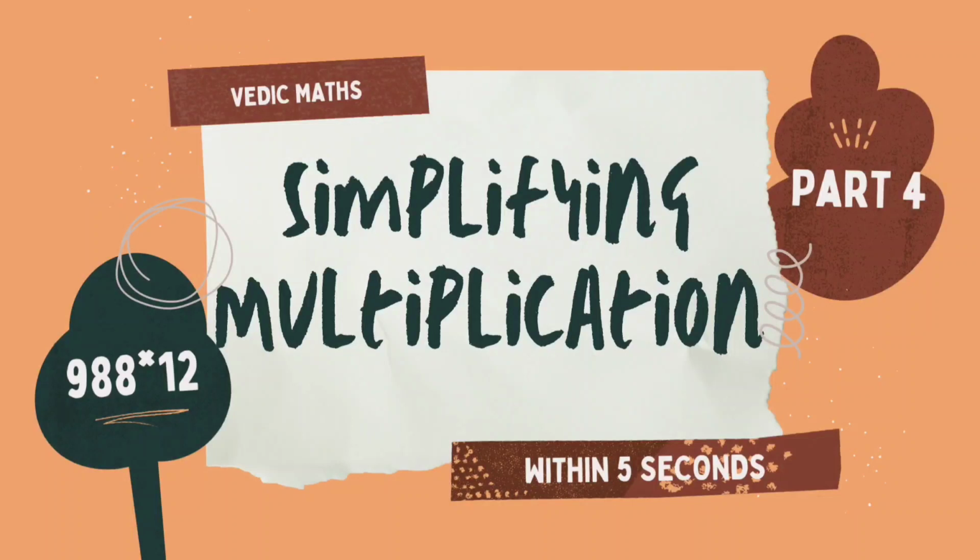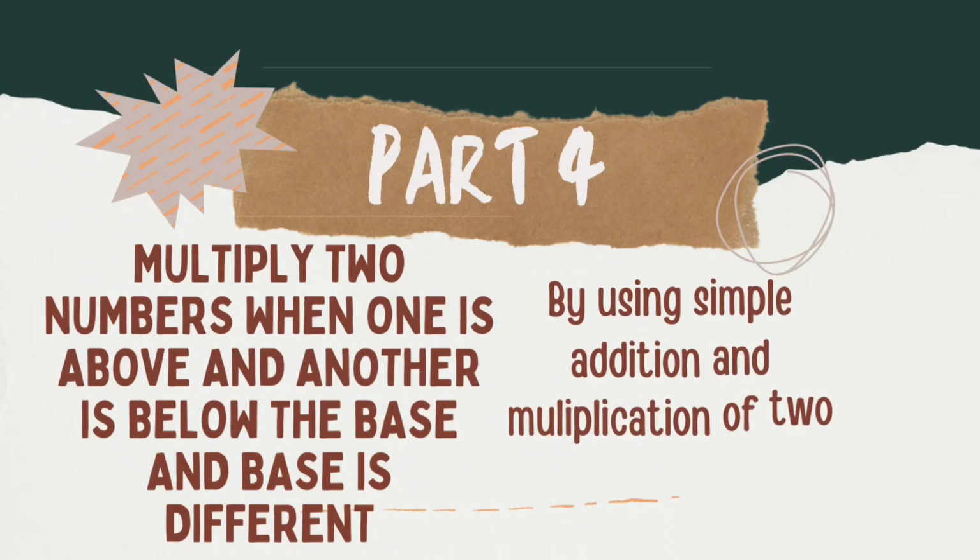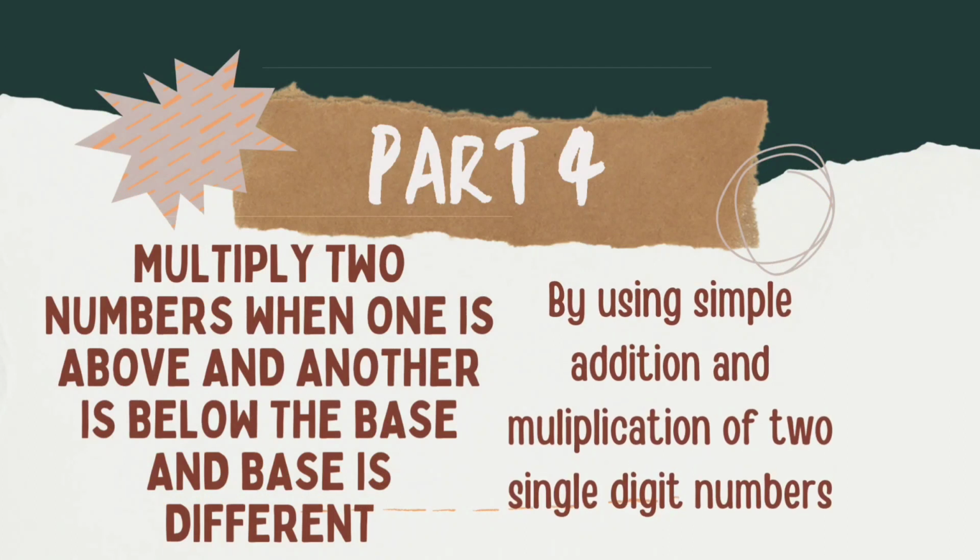In this video, we will understand the multiplication of two numbers in which one number is above the base and another number is below the base, and the base for both the numbers will be different. The process we will use is simple addition and multiplication of two single digit numbers.